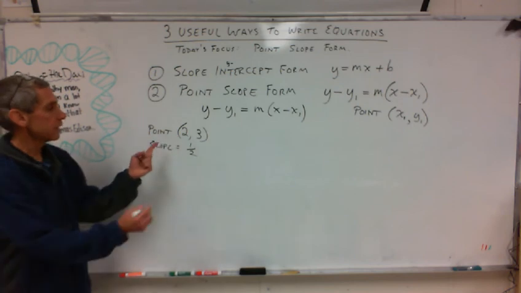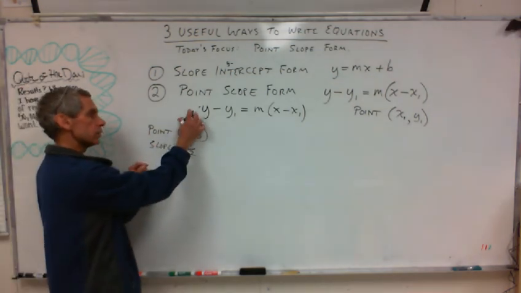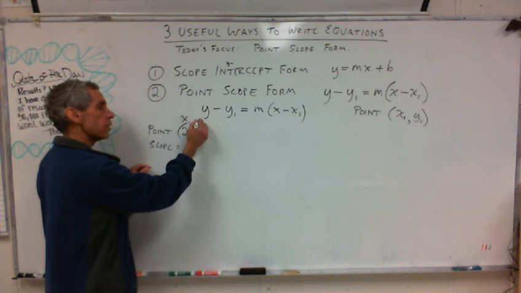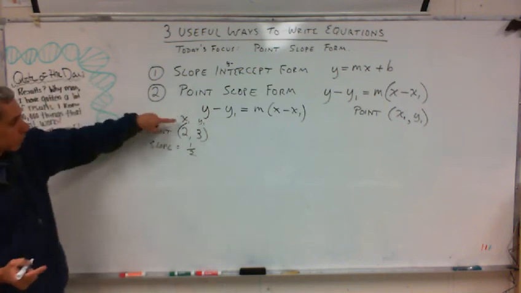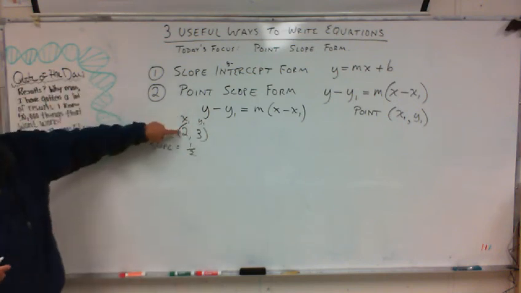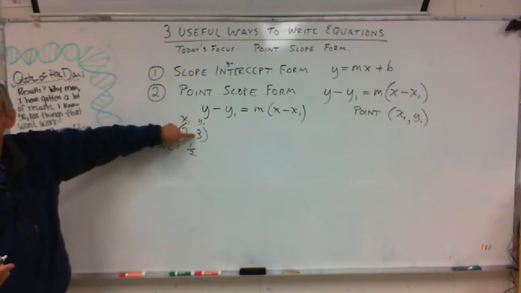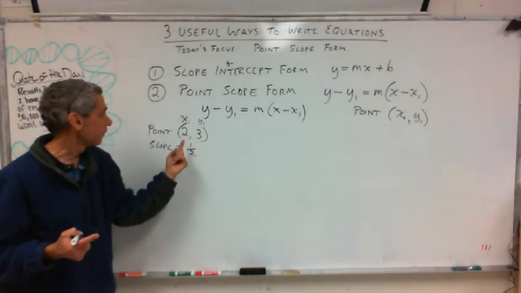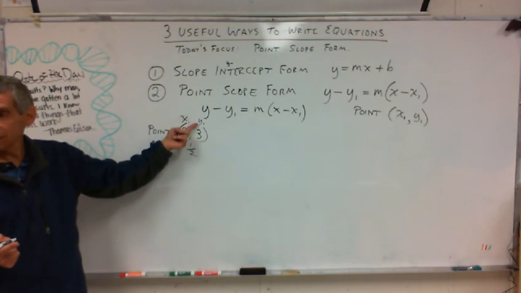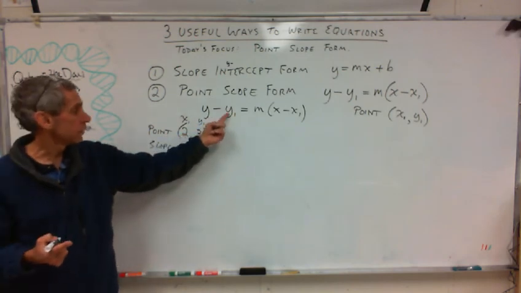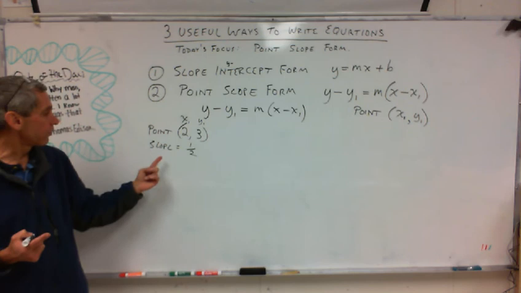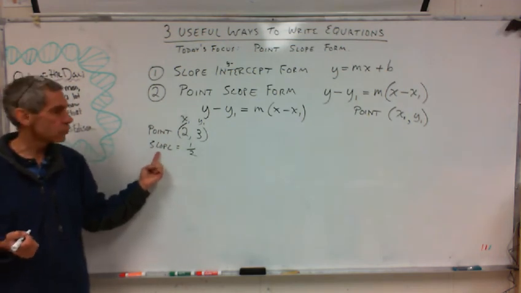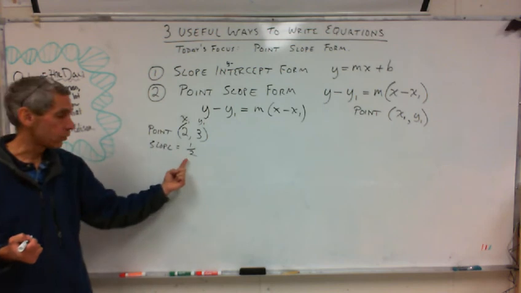Remember, the point is x sub 1, comma y sub 1. So my x sub 1 is 2. Does that make sense? And my y sub 1 is 3. I've got to plug those in. So wherever I see x sub 1 in this formula, I've got to put a 2. And wherever I see y sub 1, I've got to put a 3. And what is the variable used for slope? m. So wherever I see m, I've got to put 1/2.